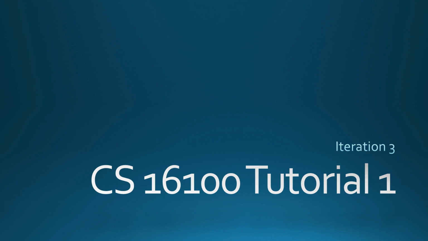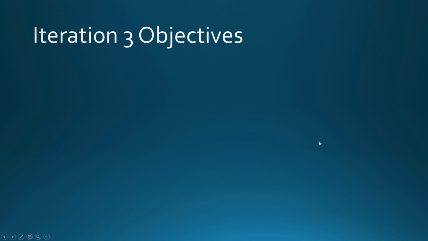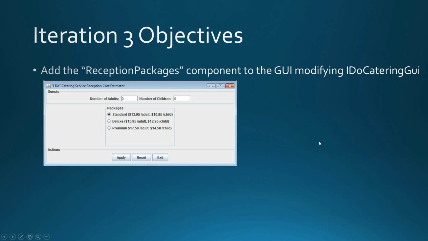Welcome back to iteration 3 of the CS161 tutorial. In this iteration, we're going to have the following objectives. First, we're going to add the reception packages component to the GUI, modifying iDo Catering GUI to add an additional panel.